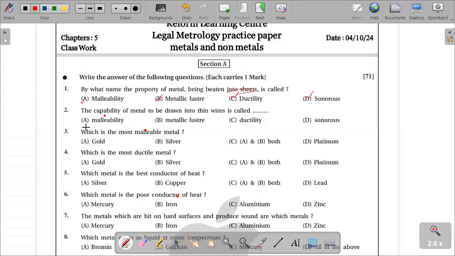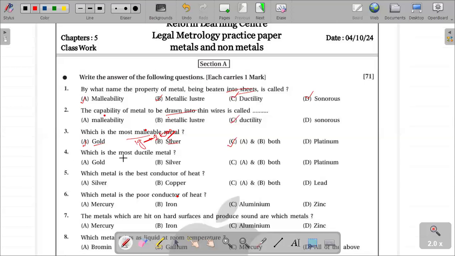We just have to recall that. Drawn into thin wire is the ductile nature. And next, most malleable metals. Which is the most malleable metal? Gold is the most malleable metal. From 1 gram of gold, we can prepare a thin wire about 2 kilometers long. So gold has the highest malleable nature, and gold and silver both have the most malleable nature. So the answer is E and B.